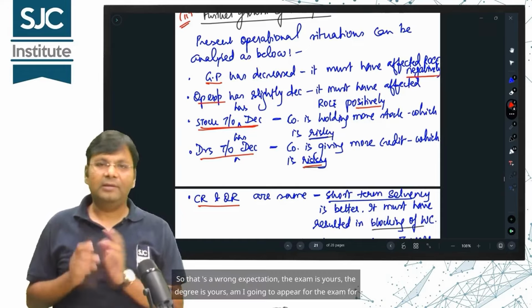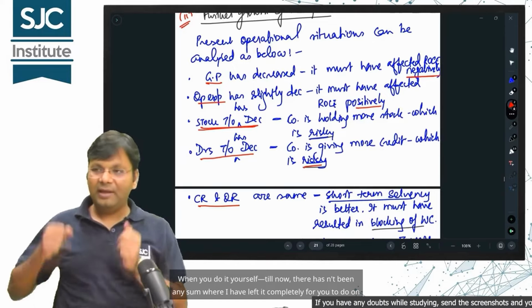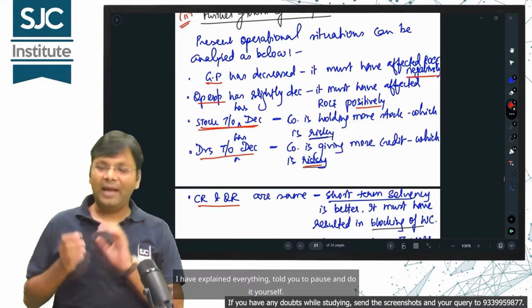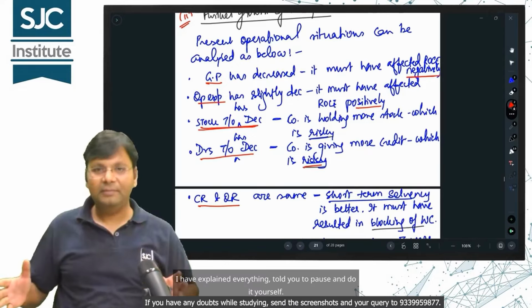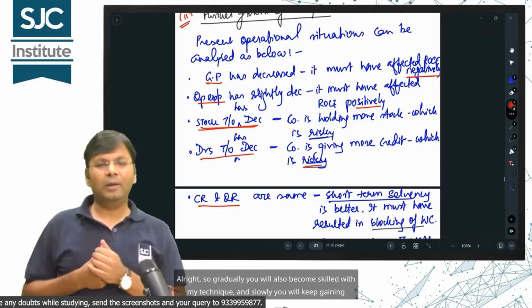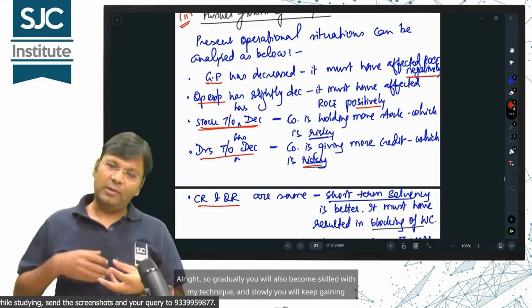How will you know this? When you do it yourself. Till now, there hasn't been any sum where I have left it completely for you to do on your own. I have explained everything, told you to pause and do it yourself. Then the answer is also printed here. I have read it out to you, and for some, I have even written it down. Alright, so gradually you will also become skilled with my technique, and slowly you will keep gaining confidence as well.